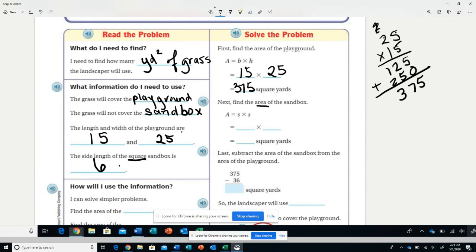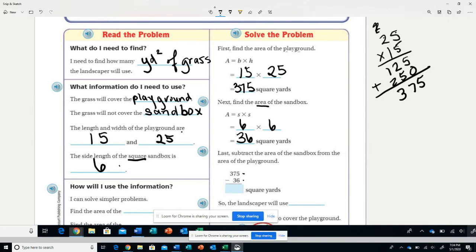Now we need the area of the sandbox. Well, each side of the sandbox was 6, so 6 times 6 here will give us 36. Also good to note that in the model, it will give you many of the answers that you need, so it's a good way to double check.